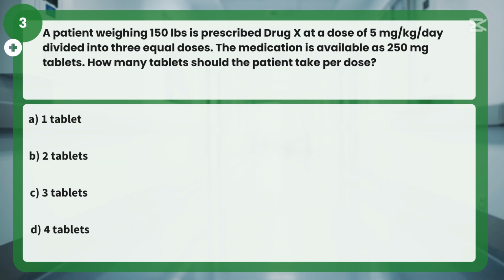Question 3. A patient weighing 150 pounds is prescribed drug X at a dose of 5 mg per kilogram per day divided into 3 equal doses. The medication is available as 250 mg tablets. How many tablets should the patient take per dose? A. 1 tablet. B. 2 tablets. C. 3 tablets. D. 4 tablets.